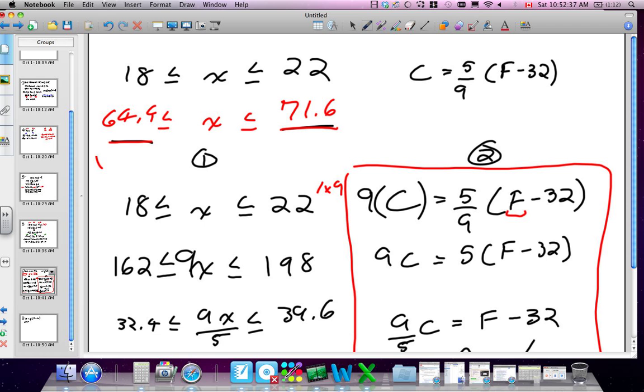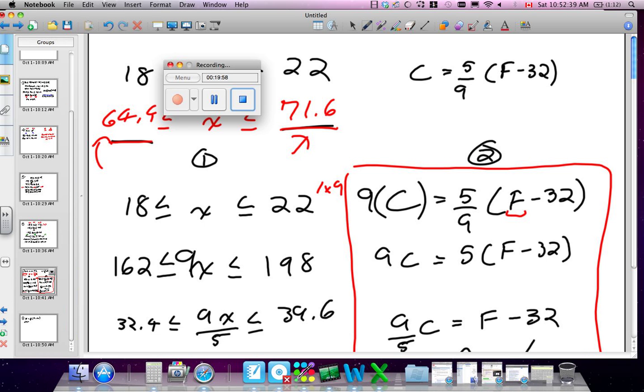And then these Fahrenheits we just had wrong to start. Those are the actual Fahrenheits we're looking for. Yeah. Okay?